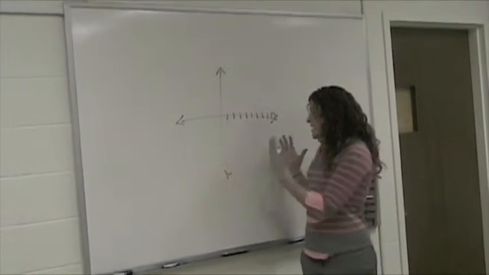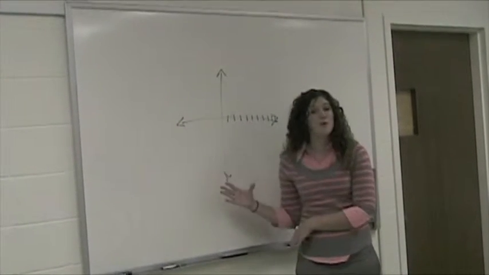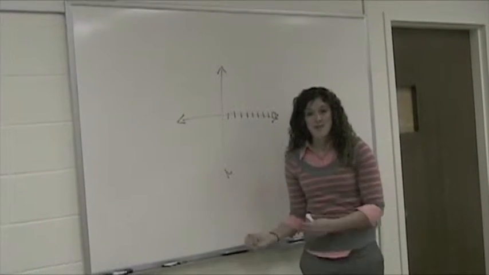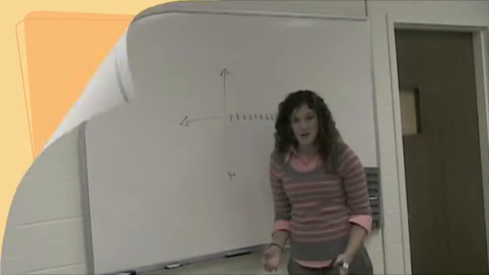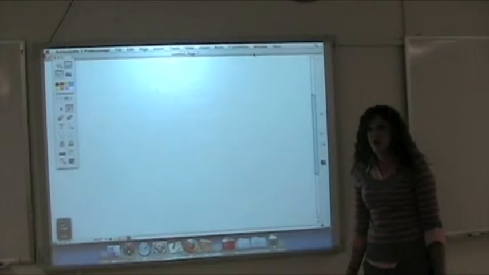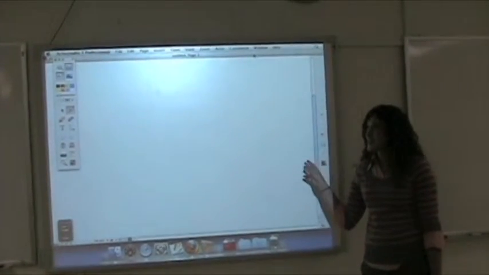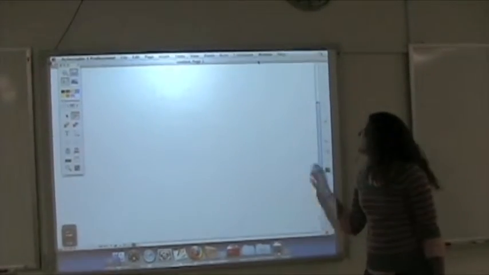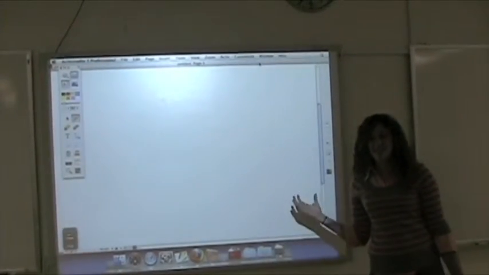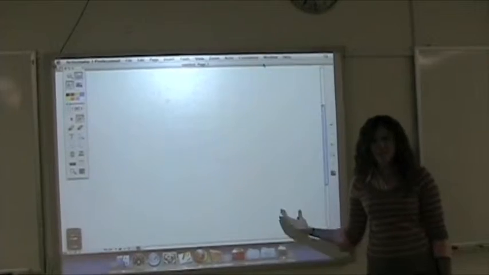Instead of just standing up here, drawing and writing on your board, a much more time-efficient way to do this is using the Promethean board. In using a Promethean board, you have several tools and options that you can use right at your fingertips. First example I'm going to show you is how we can use this when we want to graph equations.